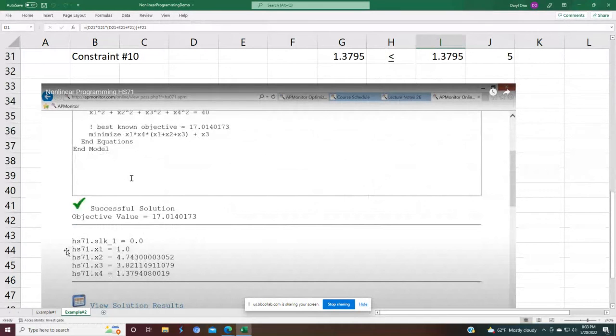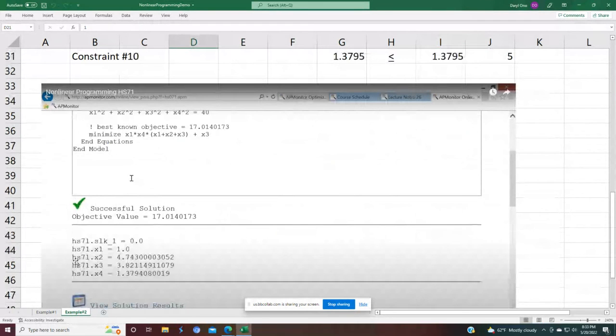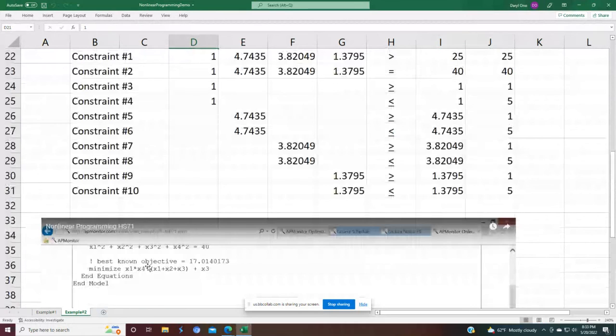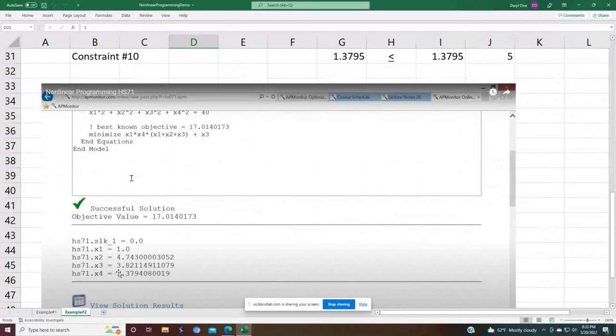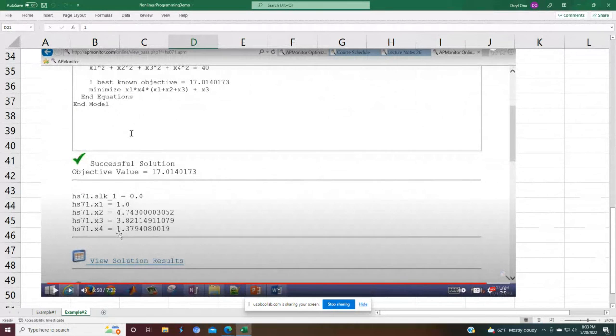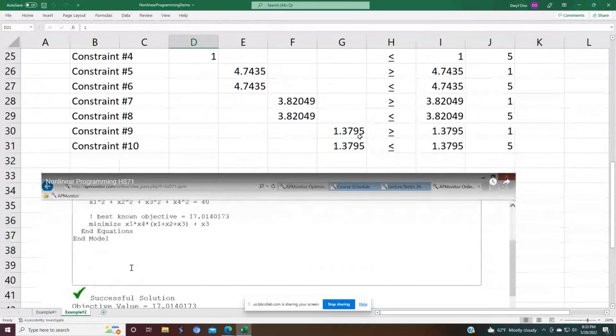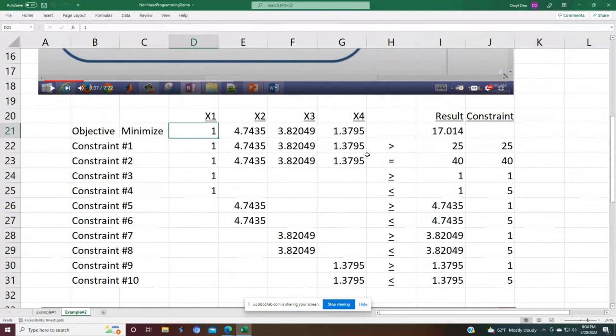The advanced software right here, you can see x1 is equal to 1. That's what we came up with. The advanced software says x2 is equal to 4.743. You can see that right here. x3, 3.821. Again, right there. And x4, 1.379. So again, we're right there. So Excel was able to replicate the results of this advanced software.